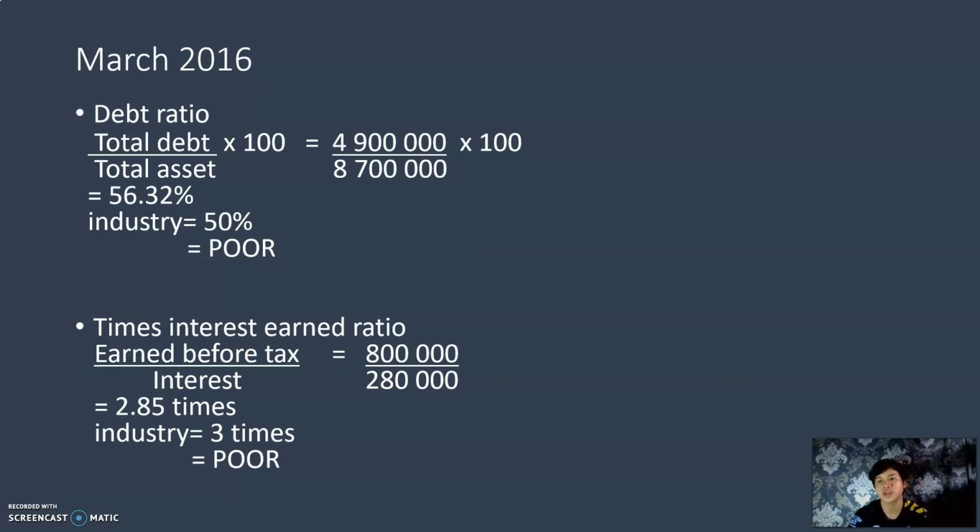For the next ratio, times interest earned ratio, the formula is earnings before tax over interest. In this case, it is 800,000 over 280,000. Dividing them, we get 2.85 times. The industry suggests that we should get at least more than 3 times. But the answer that we get is 2.85, which is 0.15 less than the industry suggestion. So it will be called poor.